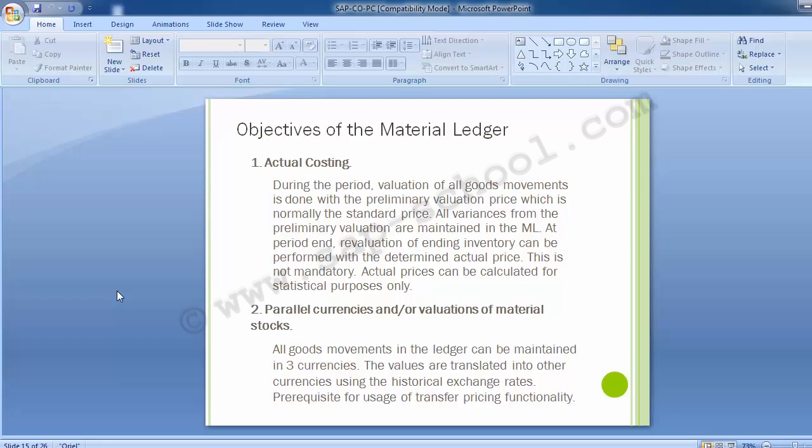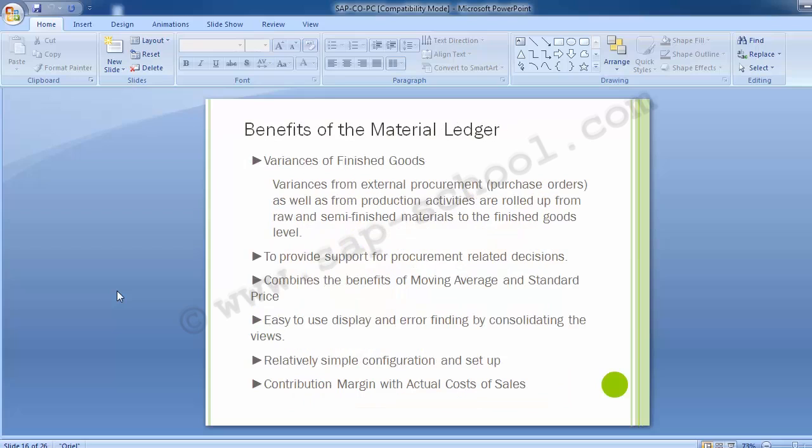Another objective is parallel currencies and valuation of material stocks. All goods movements in the ledger can be maintained in three different currencies. The values are translated into other currencies using historical exchange rates. This is a prerequisite for the use of the transfer pricing functionality, that is, to maintain the historical exchange rate.